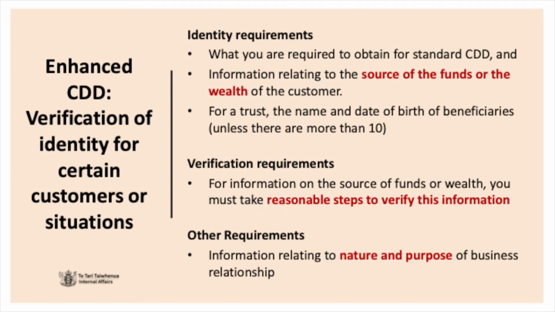So for all these situations I just spoke on, from trusts to suspicious activities, you are required to obtain the same information. That is, identity requirements, what you are already required to obtain for standard CDD, and information relating to the source of funds or the wealth of the customer. For a trust, the name and date of birth of beneficiaries, unless there are more than 10. For more information on trusts, please see our CDD fact sheet for trusts on our website.